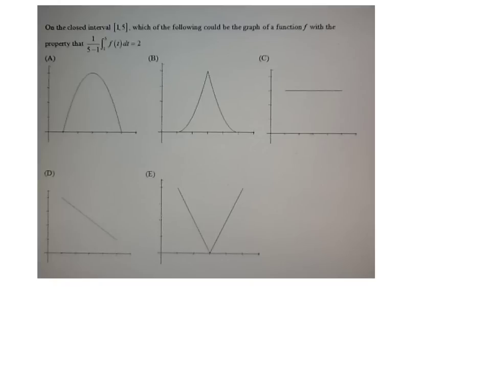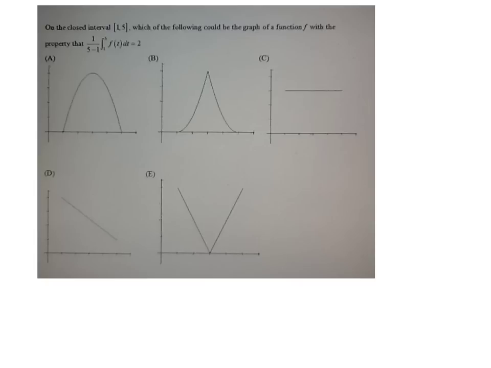Alright, our next example here is a pretty common multiple choice question. So you'll notice they don't come out and actually use the words average value anywhere. They say on the closed interval 1 to 5, which of the following could be a graph of f with the property 1 over 5 minus 1, integral from 1 to 5 of f of t dt equals 2.